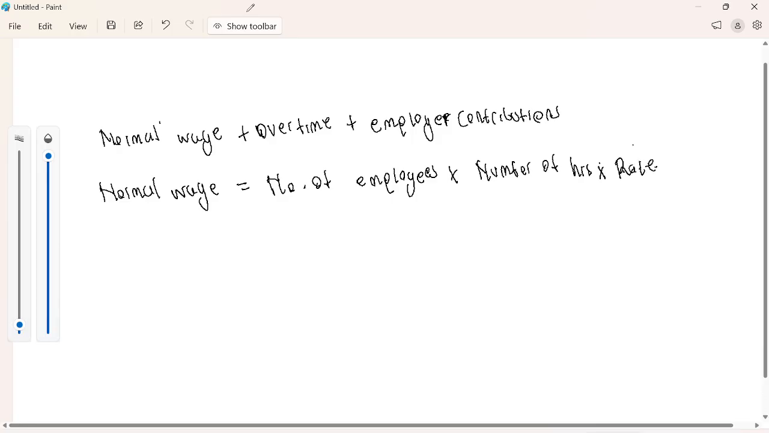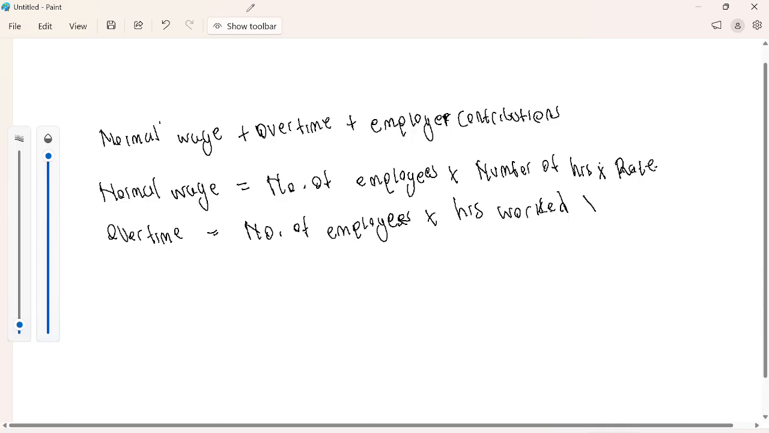They'll give you a rate, meaning a normal or a basic rate. You're going to multiply this rate to give you what? The normal wage, right? Also the calculation of overtime. How do you get your overtime? You say the number of employees who did the overtime, multiplied by hours worked, which is the same as this one, then multiplied by the overtime rate, right? So these are the things that you also need to take into account.